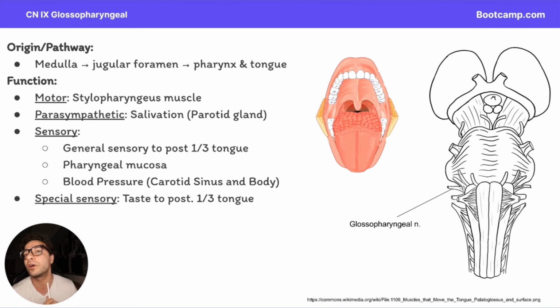So at that point where our common carotid divides into the internal and external branches, we have that carotid body, and this carotid body measures blood pressure and has chemoreceptors and baroreceptors, and all that information is traveling through the glossopharyngeal nerve. And then finally, the last special sensory function: it's also going to do taste to that posterior 1/3 of the tongue. So it does general sensory as well as taste to that posterior 1/3 of the tongue. So that's going to be this region back here.